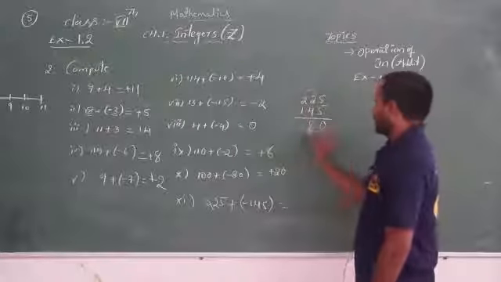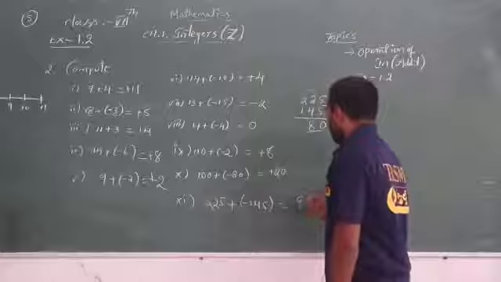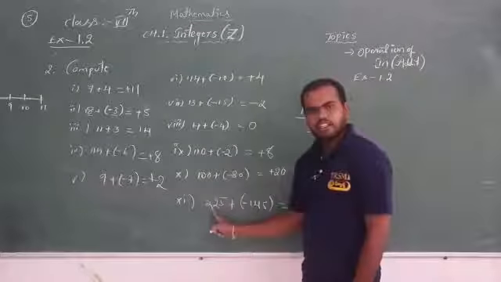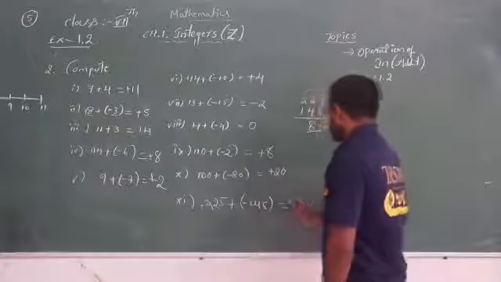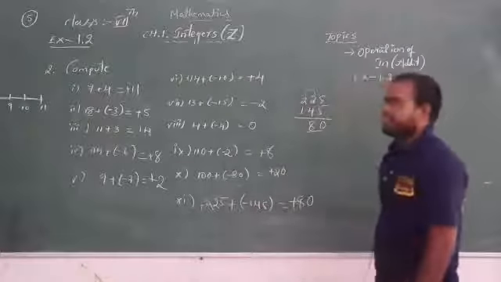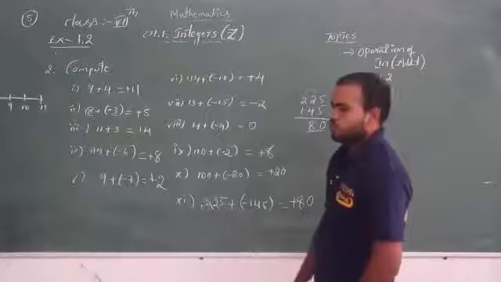So what is the answer we got? 80 we got. So it means it is 80. So which number is greater here? So 225 is greater. And which sign will it have? Plus. So it means our answer is plus 80. Okay. So like this we have to compute.